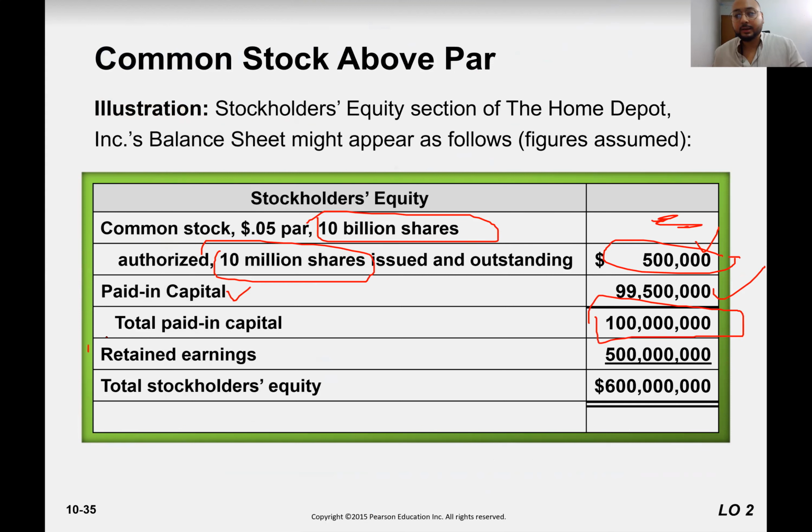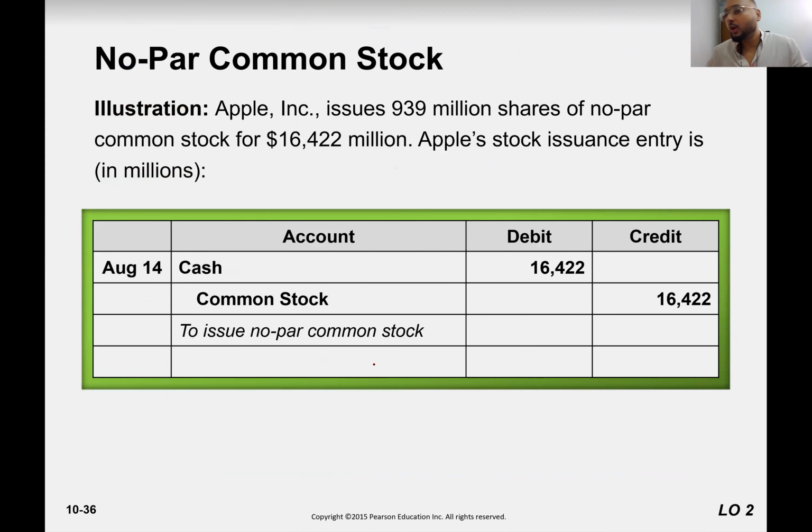So their total paid in capital is going to be 100 million. And this is the retained earnings. So this is the total stockholder equity. Stockholder equity equals paid in capital plus retained earnings. Right? So this is how we make the entry. Now, no par value. When there is no par value, we don't have a number of shares. That's it. So we have an example here.